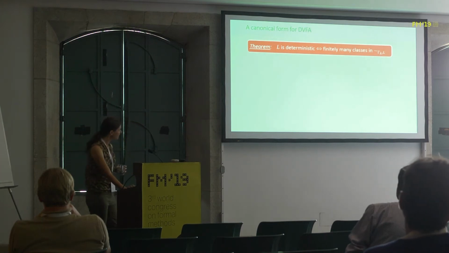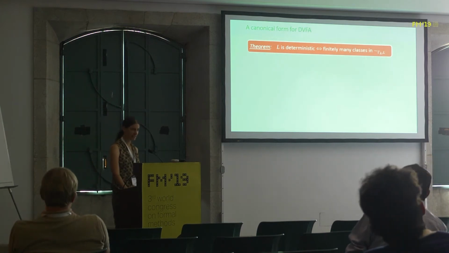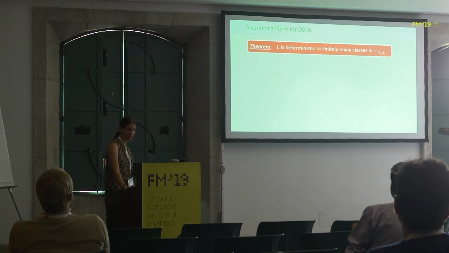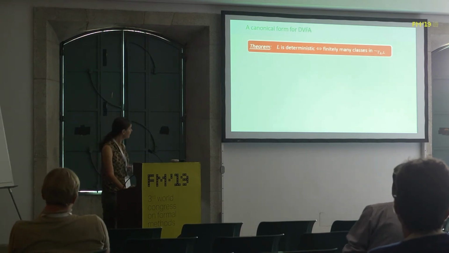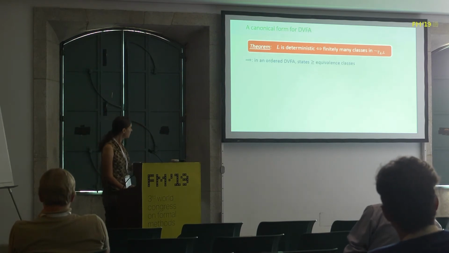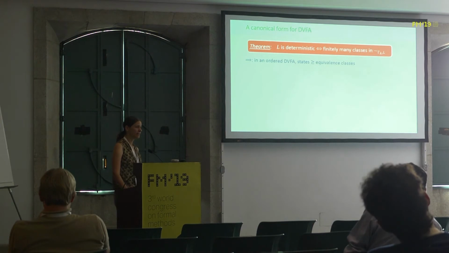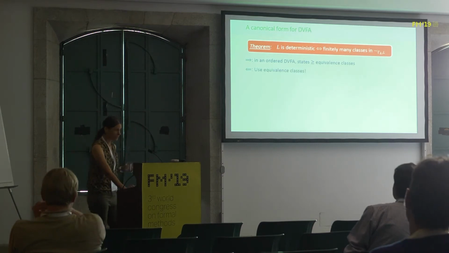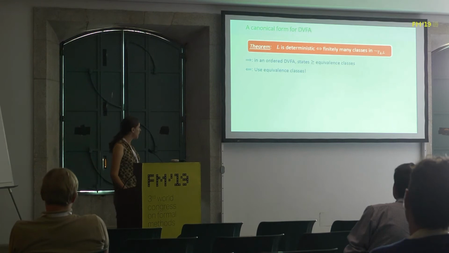And now we can prove that a language has a deterministic variable finite automaton if and only if there are finitely many classes in the equivalence relation. So this is very similar to the Myhill-Nerode construction for regular languages. And I will skip the first direction. We only have to say that in an ordered DVFA, the number of states is greater or equal to the number of equivalence classes. And for the other direction, just like for finite automata, we use the equivalence classes.